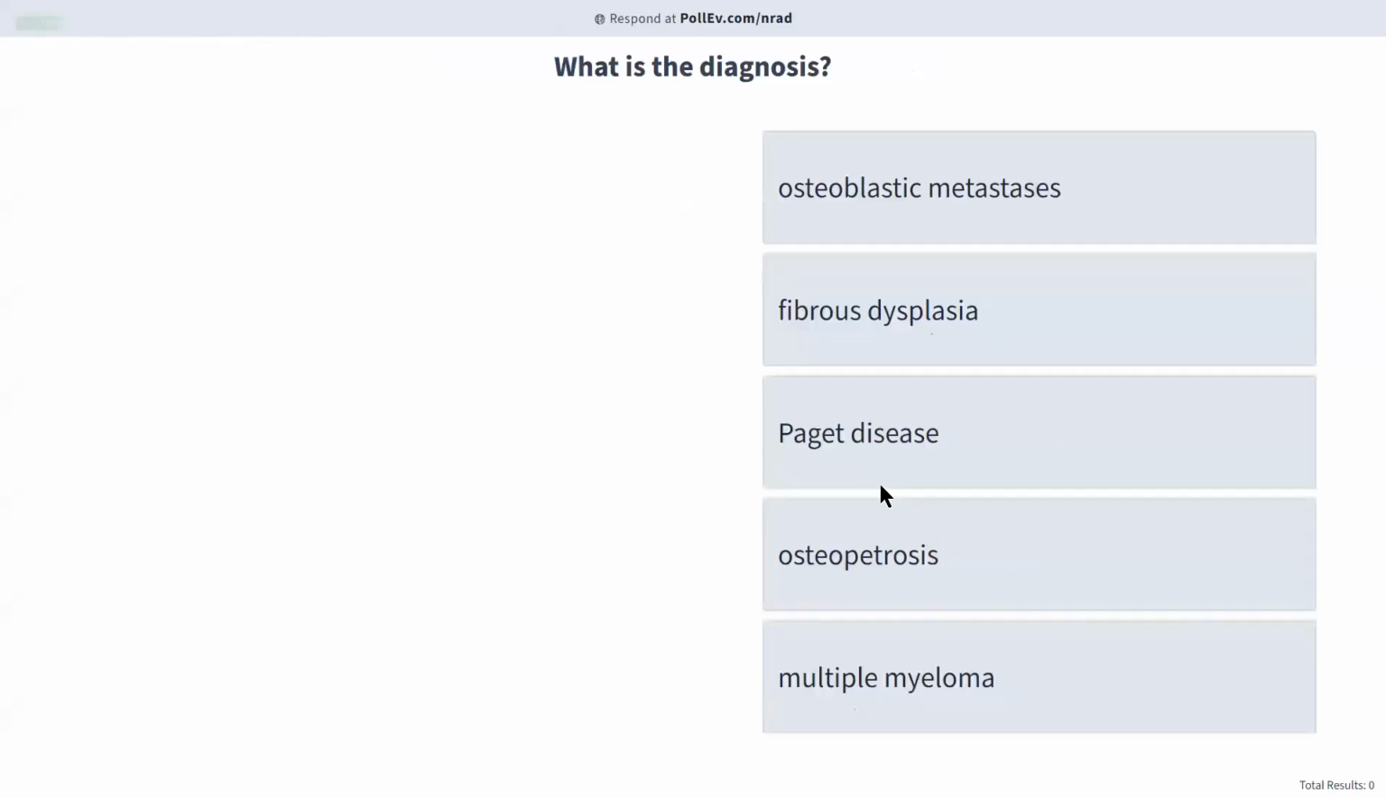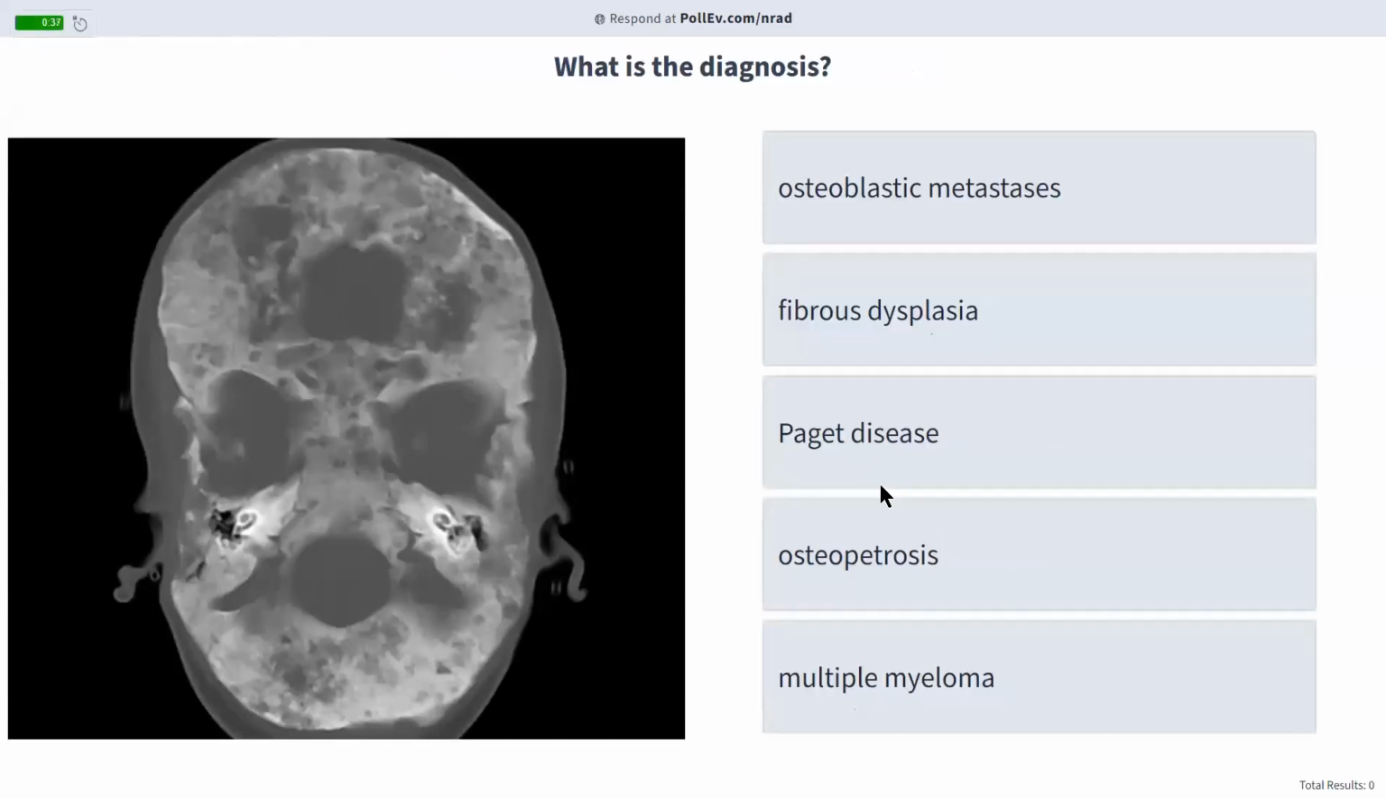Next question, what is the diagnosis? This is an incidental finding, so no clinical history to provide. Well, there's clinical history, but I'm withholding it.